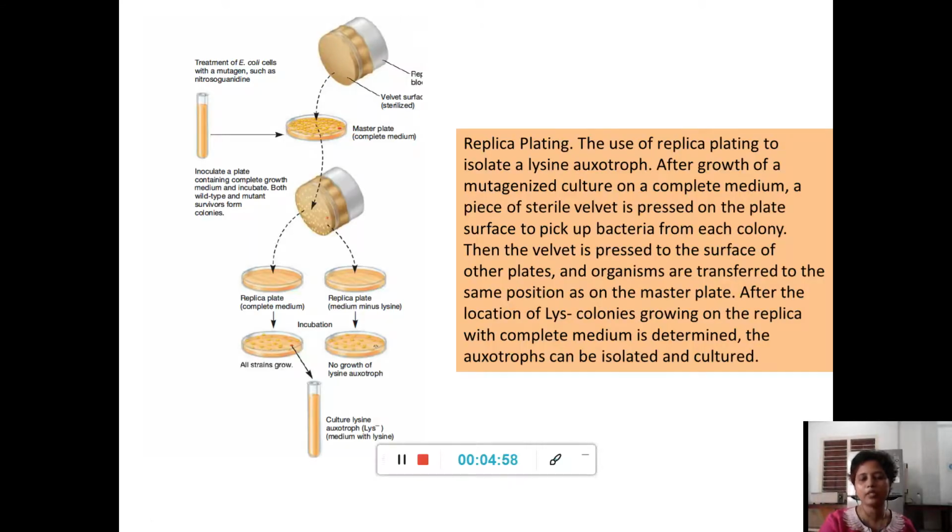Now comes the next technique. You can also use another technique called the replica plating technique.